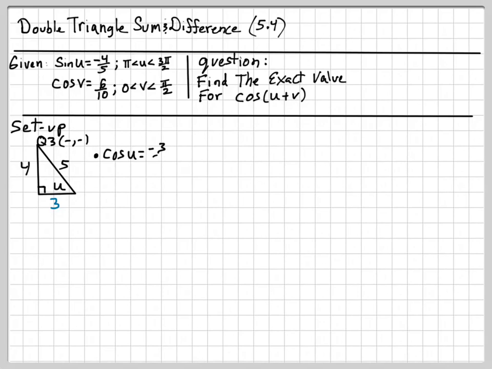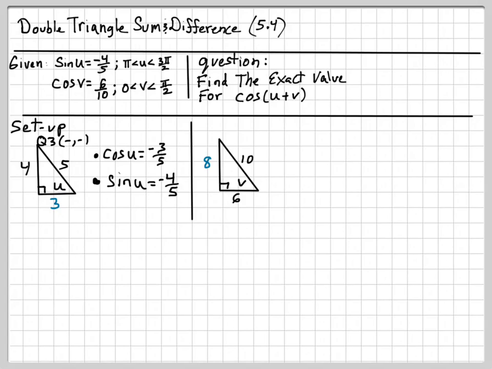Once I have my triangle labeled, I'm going to go ahead and find cosine of the angle u and sine of the angle u, which I'm going to use a little bit later. Now, remember that the angle u was in the given section, between pi and 3 pi over 2. Well, that corresponds to quadrant 3, and quadrant 3 is negative, negative. Cosine will be negative and sine will be negative.